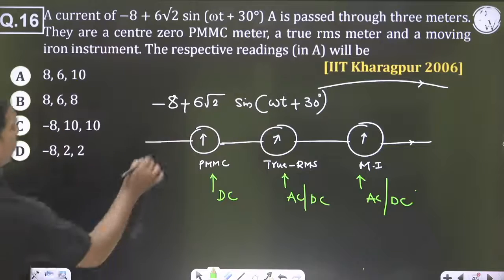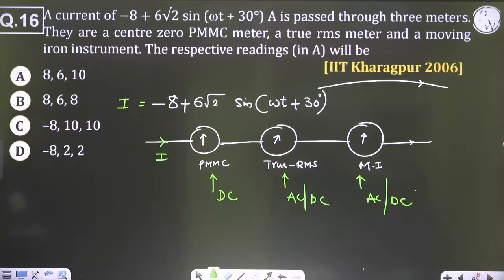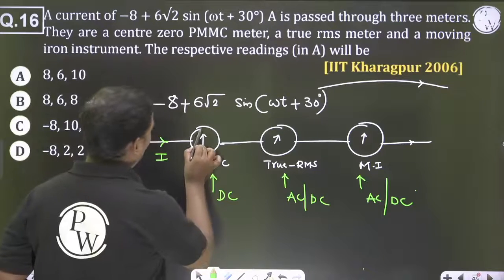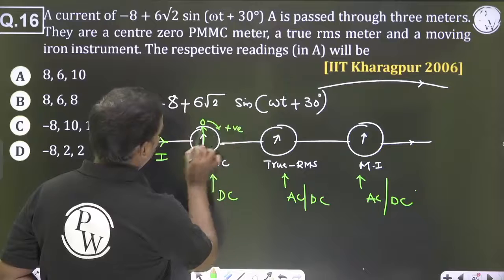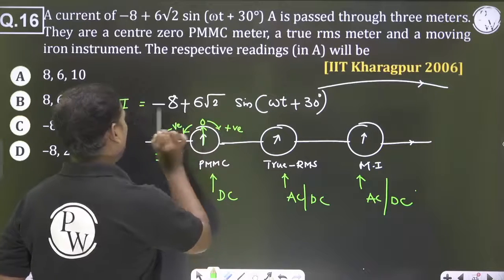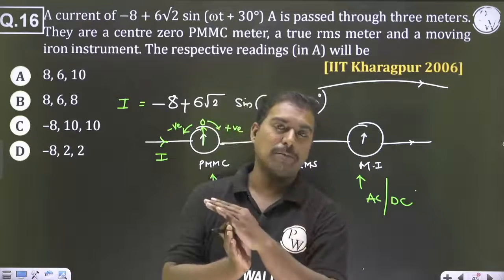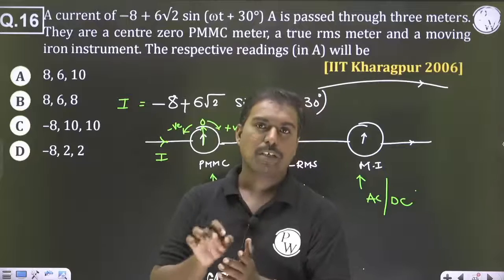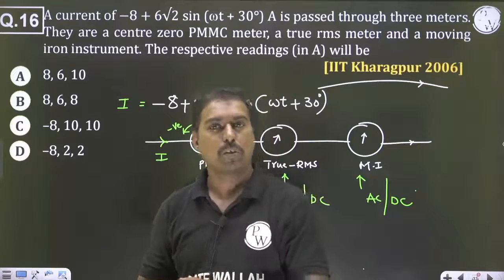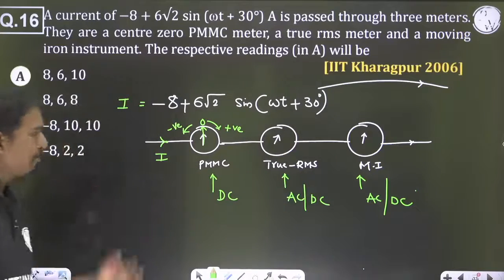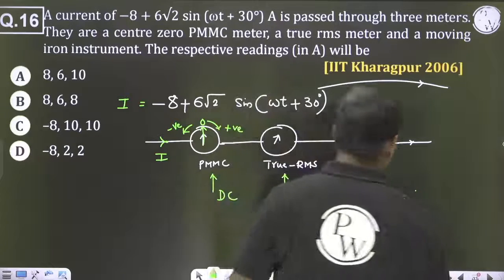So now what is the current passing? How to solve this question? One of the important points here is center zero PMMC. Center zero means this side positive and this side negative. It can find out the negative magnitude current. Suppose if you take a square pulse, positive pulse and negative pulse, negative magnitude and positive magnitude also, it's a negative DC current. Whereas true RMS and moving iron will measure the RMS value. So what is the point?